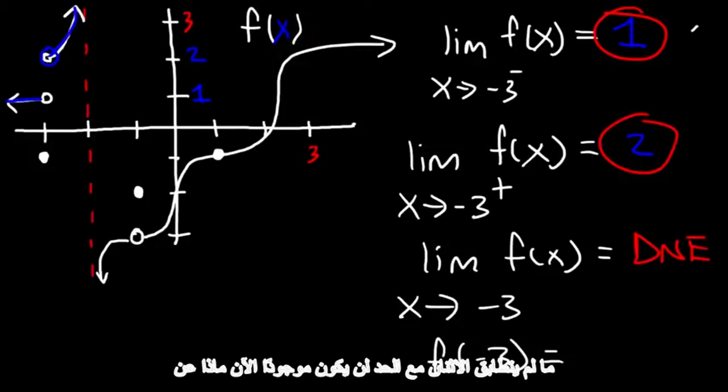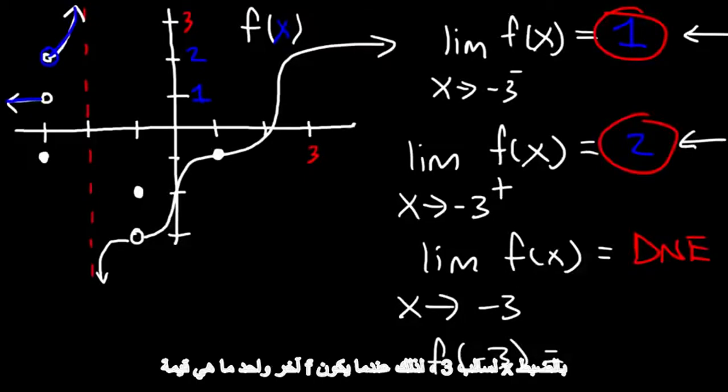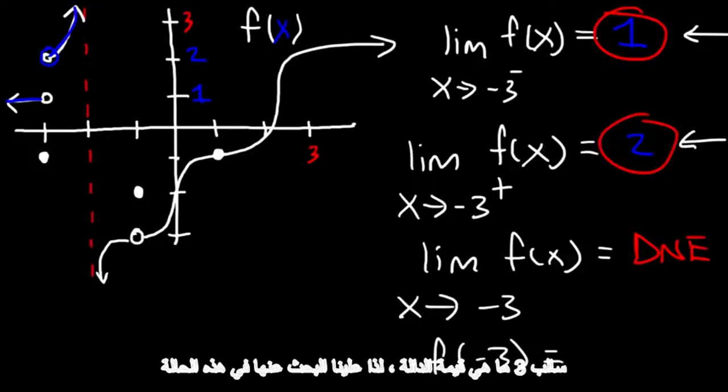Unless these two match, the limit will not exist. Now what about the last one? What is the value of f of negative 3? So when x is exactly negative 3, what is the function value?